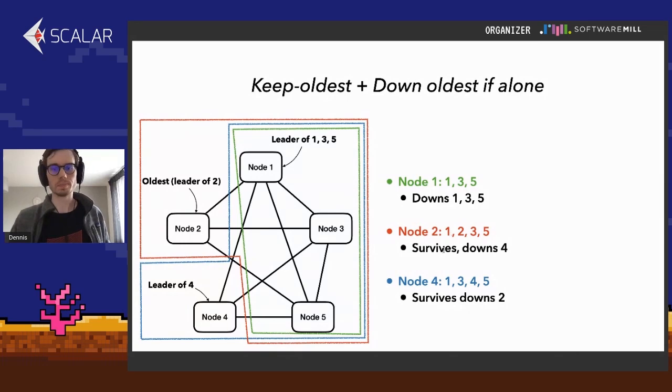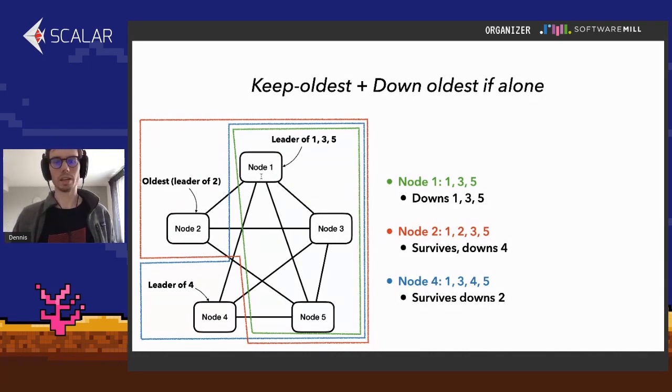Then we have node 2. The leader on this side will decide to survive, because it is the oldest and it's not alone. So it and its buddies, what it thinks are its buddies, decide to survive and will down node 4 only. And then finally, node 4. This partition, as seen by this leader, will decide to survive, because in this case, the only one it can't reach is the oldest node. The oldest node is alone, and you have to down it.